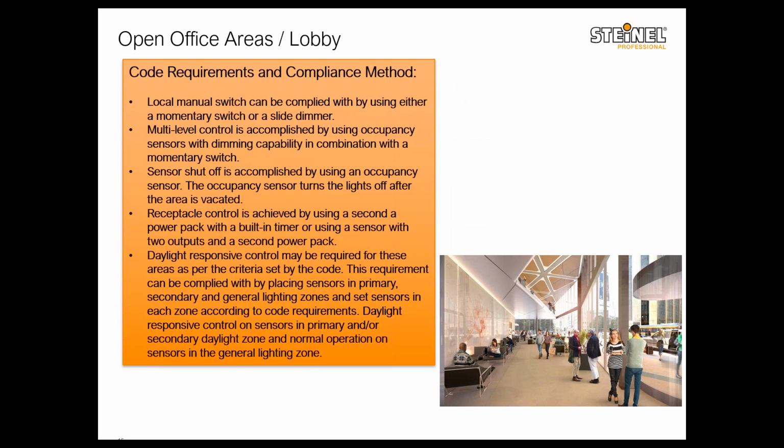Now we get to the most important segment of this webinar, which is the open office areas and lobby. This is the place that you probably will have to provide some sort of daylight responsive control, because, as you can see in this photo, you probably have very high ceilings, so your daylighting zone would be very big, and then you have wide and big areas that have a lot of fixtures in them.